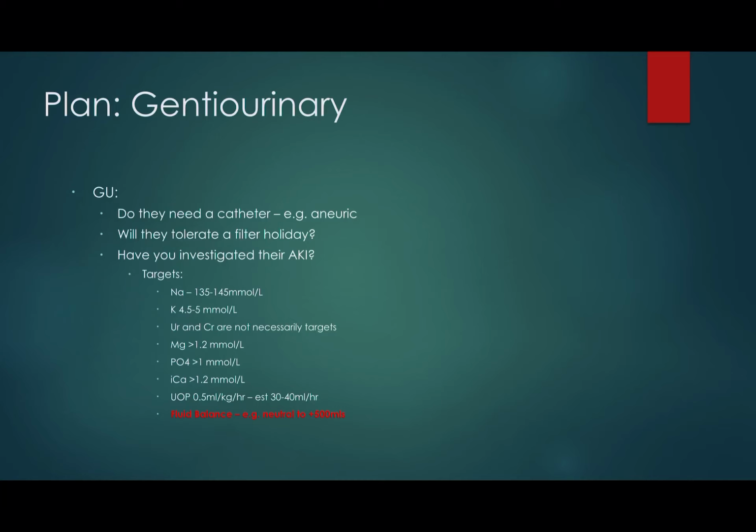Every patient that you see, you must set a fluid balance. Even if that fluid balance is even, if the patient has got much better, they're in the recovery phase and they're autodiuresing, you can set it as their even fluid balance. But for most people, you need to set something. If they're stable and you think that they're clinically euvolemic, you can aim for neutral to plus 500. Plus 500 accounts for some of the insensible losses.